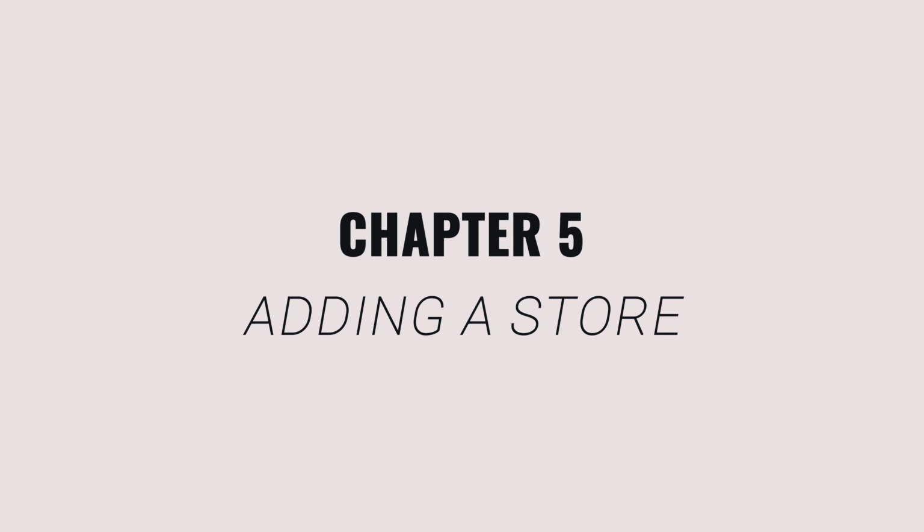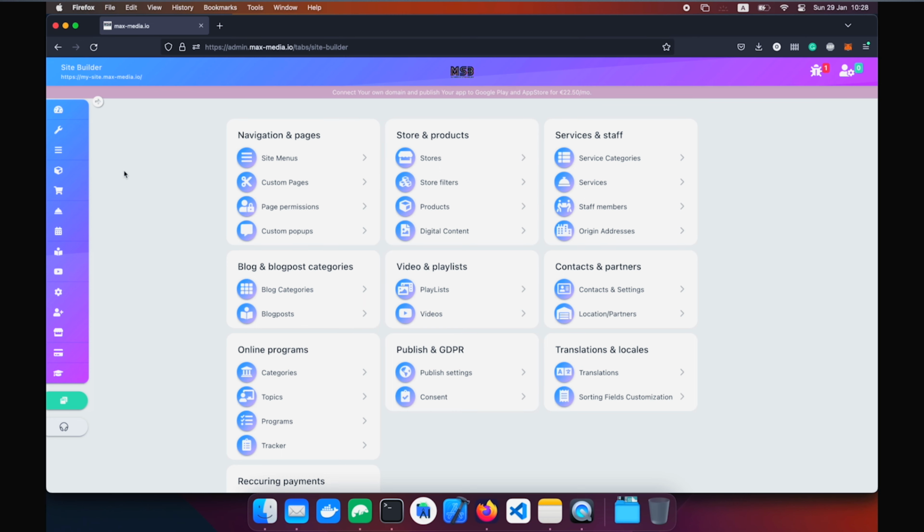Section 5. Adding a store. So adding a store is really easy inside the Max Media System Builder. First, we need to go to Stores from the Site Builder section, create a store.